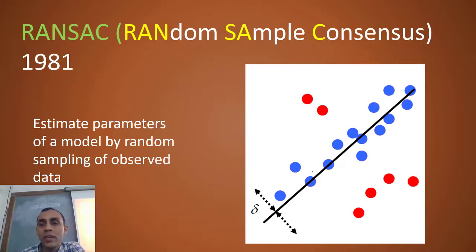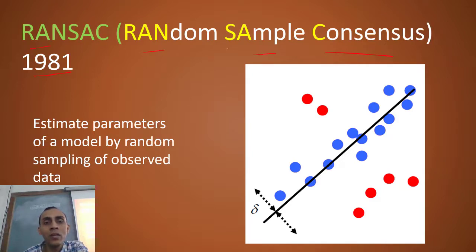So again, we'll first take the example of simple line fitting to explain the procedure, and then we'll see the other applications. This method was proposed long back, but it has been used quite frequently in computer vision, especially in robotics. We'll see why. We'll estimate parameters of the model by random sampling of observations. So what is this? RANSAC stands for random sample consensus.